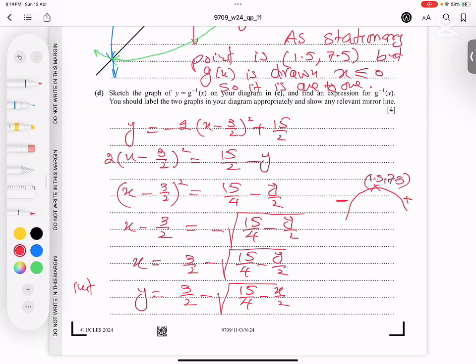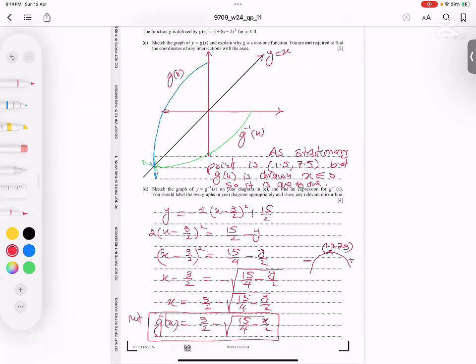And you can write directly, this is called g inverse of x. So alhamdulillah rabbil alameen, I believe the point is very clear and the paper is completely over.